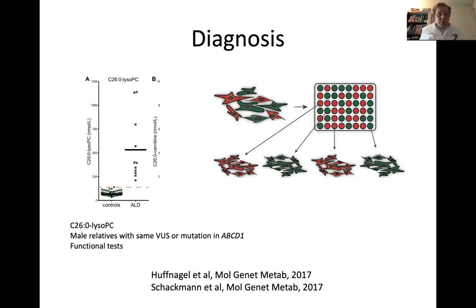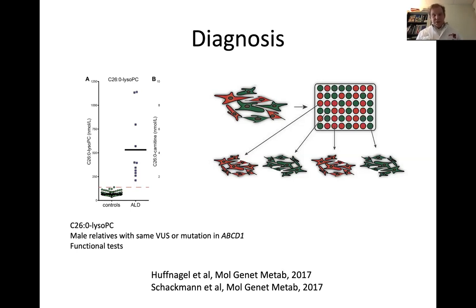recently it was published that C26 lyso-PC, another marker for very long chain fatty acid accumulation that can be measured either in plasma or in dried blood spots, has a better diagnostic discrimination and is abnormal in women with ALD. So that is a biochemical parameter, and a recent development that can help. And of course, if there are male relatives that carry the same VUS or mutation in ABCD1, they can be tested and provide clarity. And I just added that because it's very nice work.